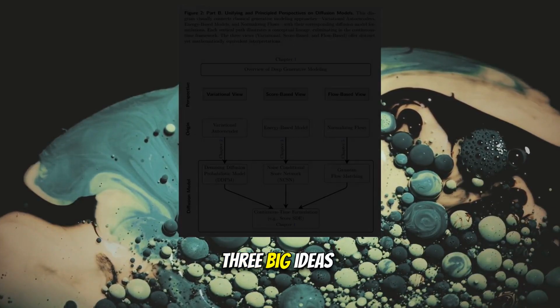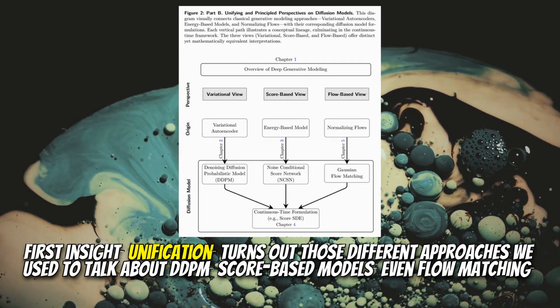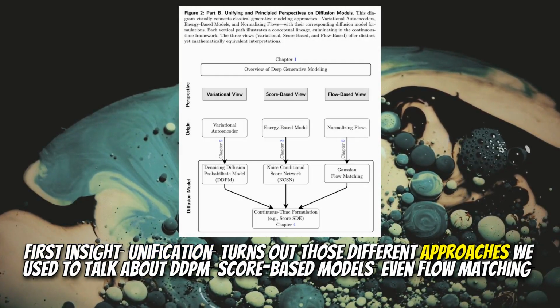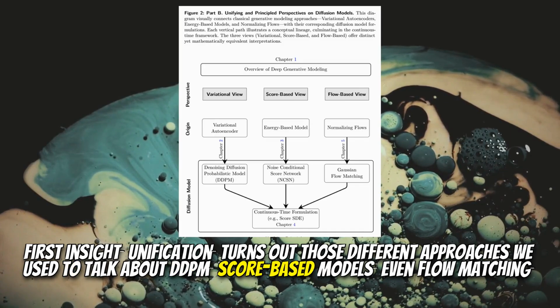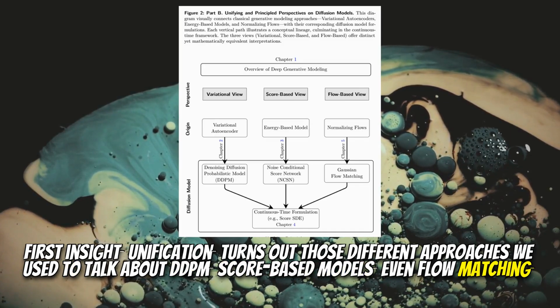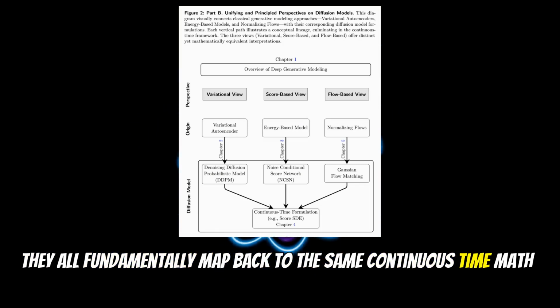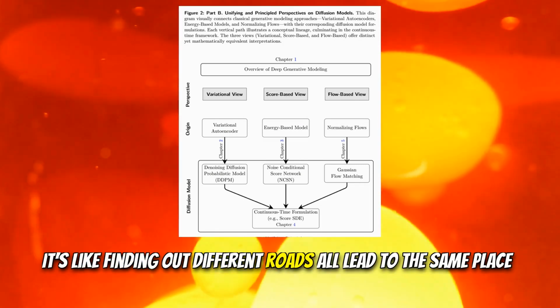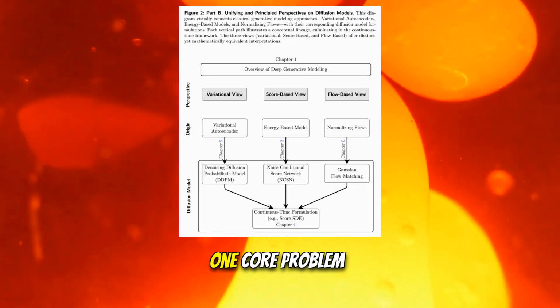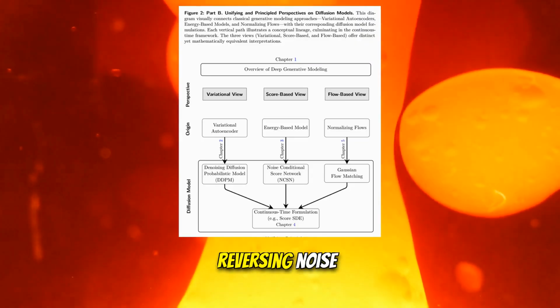Exactly, three big ideas. First insight, unification. Turns out those different approaches we used to talk about, DDPM, score-based models, even flow matching, they're not really separate. Right. They all fundamentally map back to the same continuous time math. It's like finding out different roads all lead to the same place. One core problem, reversing noise.